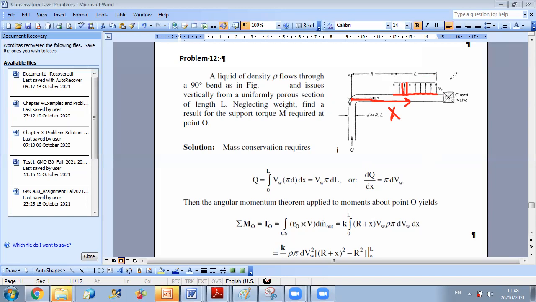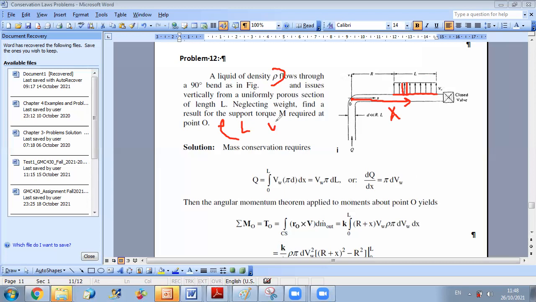Okay, so how to do this? First, I want to calculate the flow rate. They told me in the problem that the liquid is of density rho. They gave me the density of the liquid. They gave me the length L of the porous section. And they told me that the exiting velocity is VW.